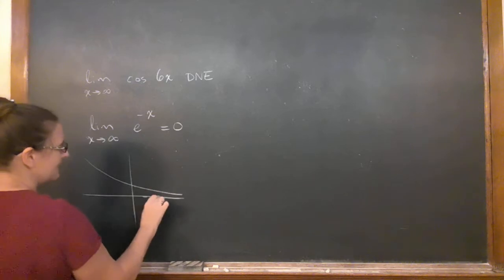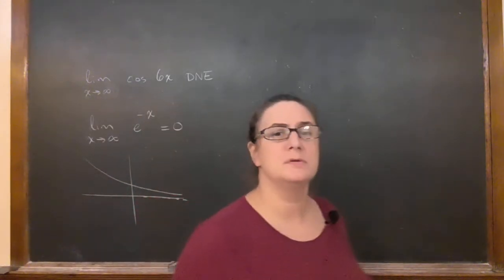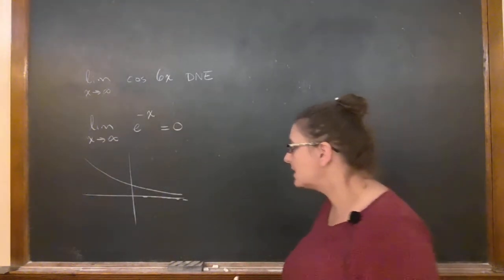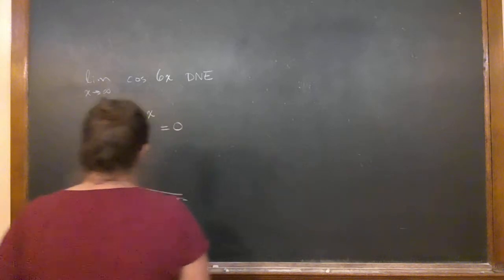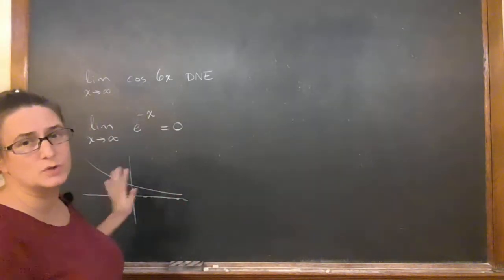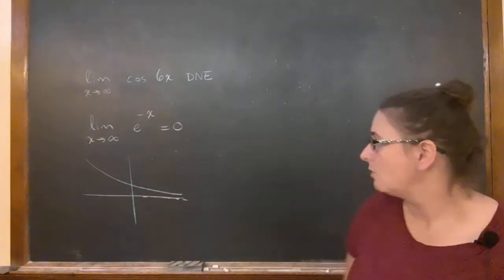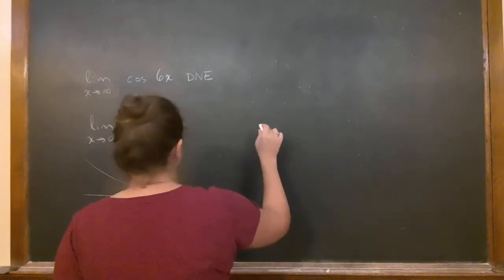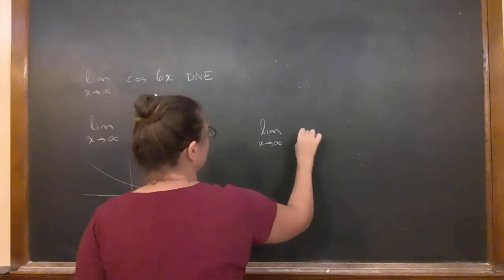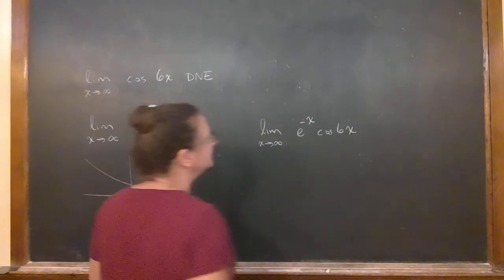So it's okay for something like this just to write that without more detail, because we have talked about that plenty of times. We know that that's what the function does. But what happens if we've got the limit as x goes to infinity of e to the minus x cosine 6x?